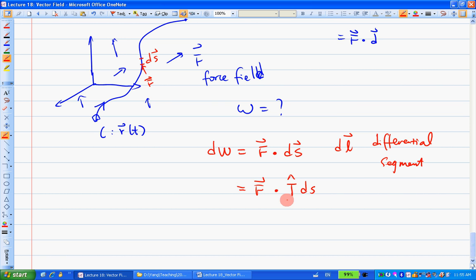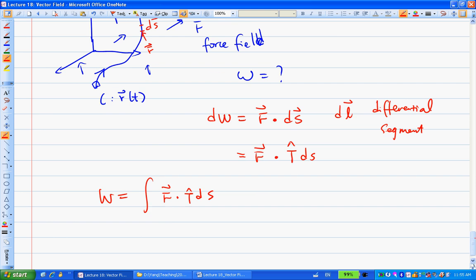Now I have dw equal to this. This is only the work done through this little segment here. But we're going from here to here. So what do we do? The total is just integration. So you integrate F dot t hat ds. Where are we integrating? Over this curve C. That's basically the total work the force field does when moving this mass through this whole curve.